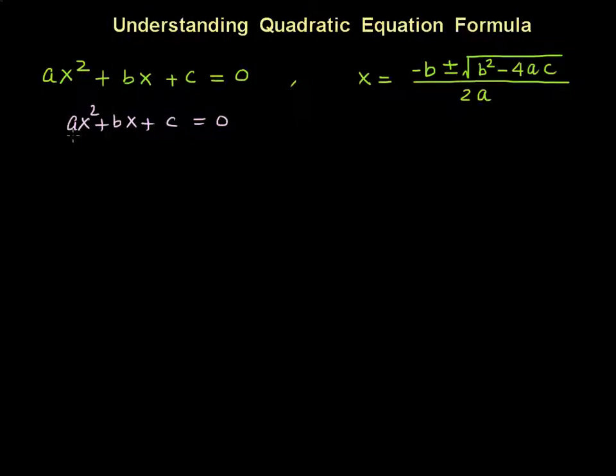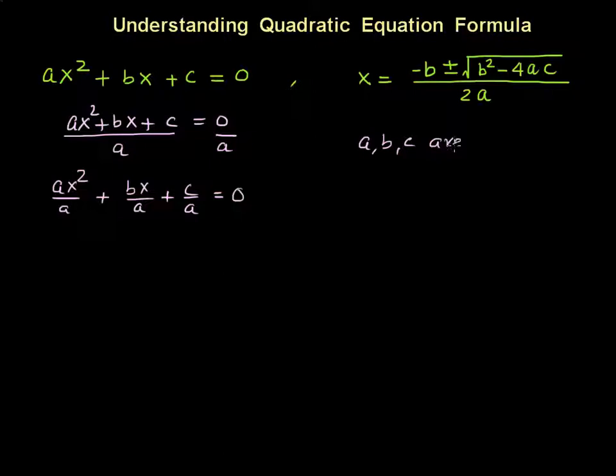So what I'm going to do is divide the left hand side by a first. The right hand side should be divided by a as well. And you can understand easily that if I separate these terms, ax squared upon a plus bx upon a plus c upon a, and the right hand side will be 0 because 0 upon a is still 0. So a, b, and c are constants, right?